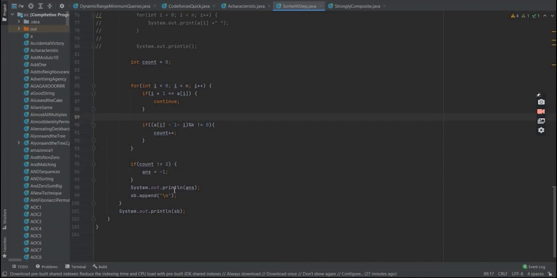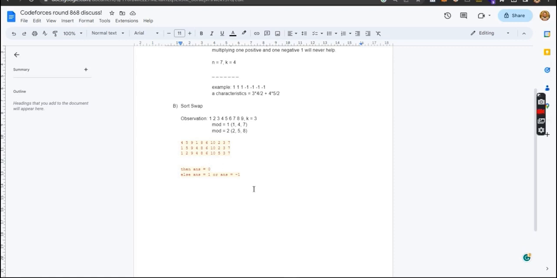So if they are equal to 2, the answer will be 1, otherwise the answer is going to be minus 1. So this was the implementation of the second problem. I hope I did a decent job explaining it. Let's move on to the third problem.